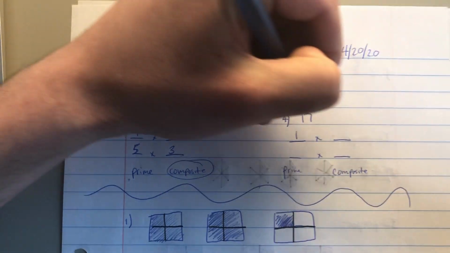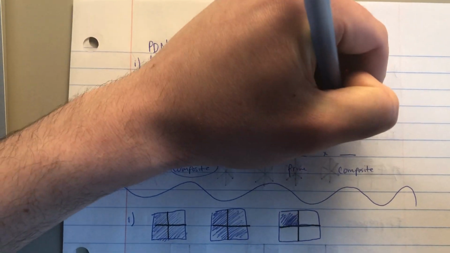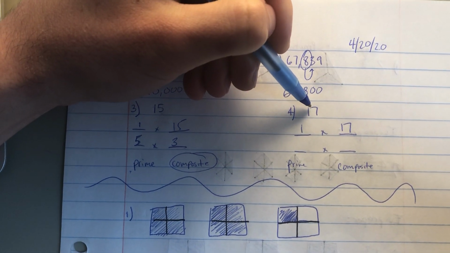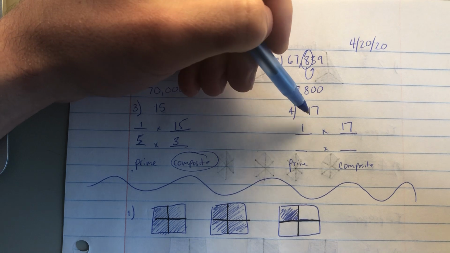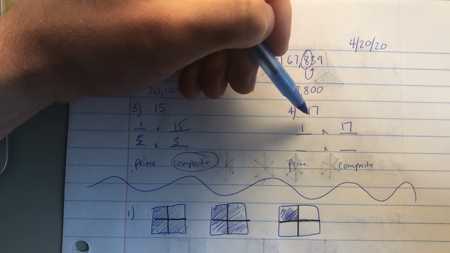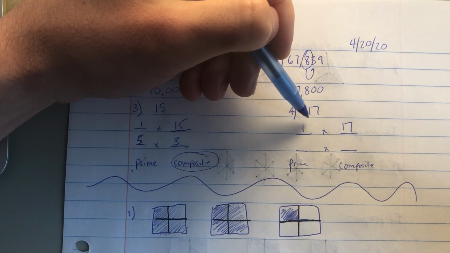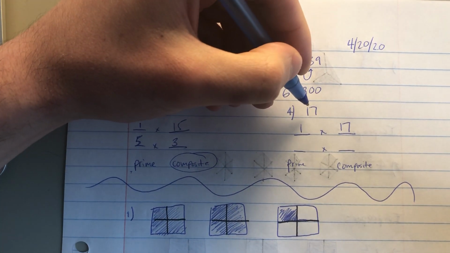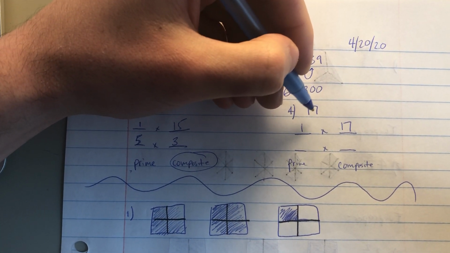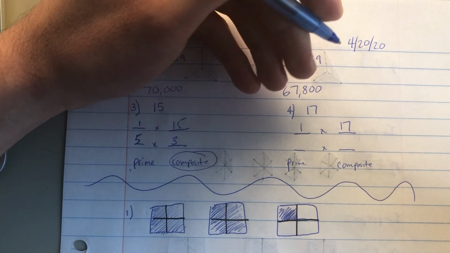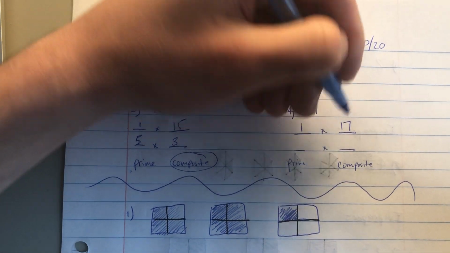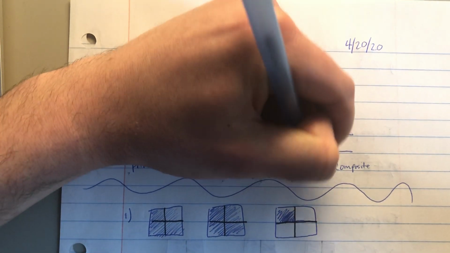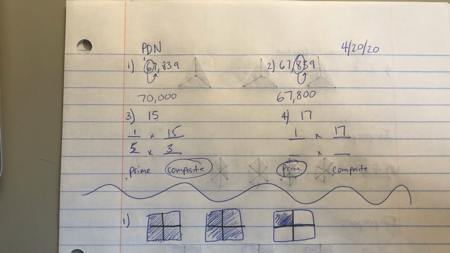For number 4, 1 times 17 equals that number. It can't be divisible by 2 because 7 is an odd number. 1 plus 7 is 8, which doesn't roll to 3. 3, 6, 9. So it can't be divisible by 3. Can't be divisible by 5 or 10. It's actually divisible by no other number. So 1 times 17 is the only factor pair, which means 17 is a prime number.